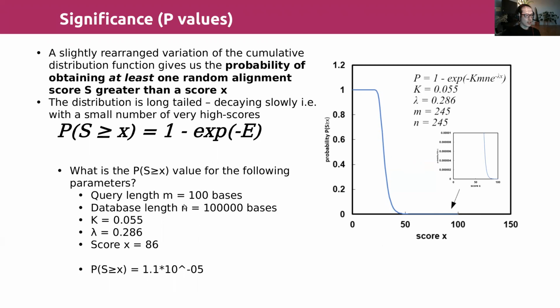And we can see an example here. If we had a length of m equals 100 bases and a database length of 100,000 bases, with parameters k and lambda here, and we pick a score of 86, then we get a p-value of 1.1 times 10 to the minus fifth. So there's a probability of obtaining at least one random alignment of score S greater than 86 that is 1.1 times 10 to the minus fifth. So a very low probability.